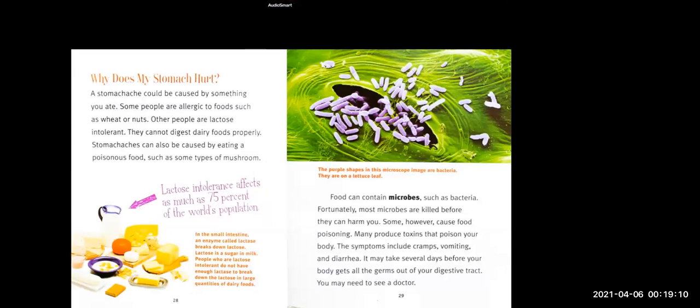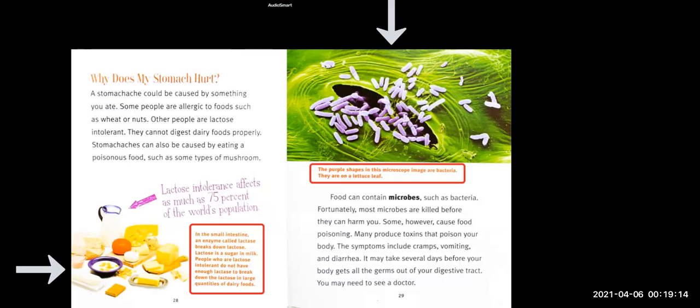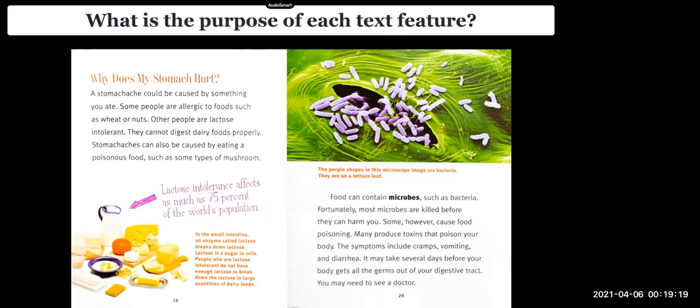Now I'd like to invite you to take a very close look at the images and the captions on these 2 pages. What is the purpose of each text feature? Pause here to read, to study, to think, and to chat about this question. And also be sure to jot down your thinking in your journal next to images and captions. Just hit play when you're ready to continue.